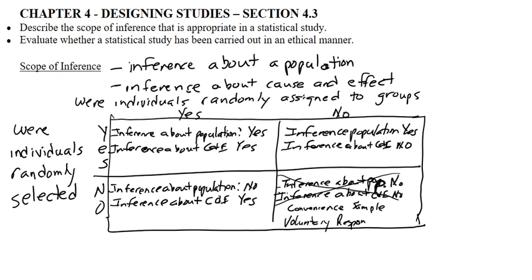Okay, we cannot infer anything about the population or about cause and effect from those things because they're flawed ways of gathering data. Sometimes we can, it is possible, but oftentimes, for surveys, we don't worry about cause and effect. In a survey, we're just asking people questions.